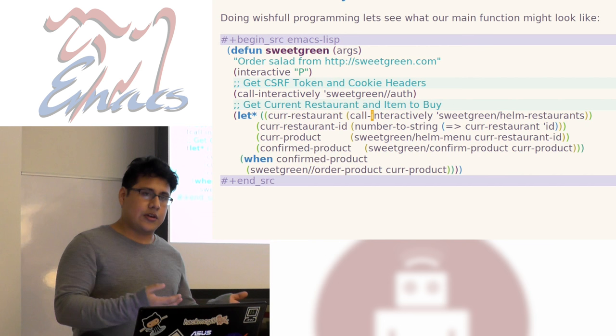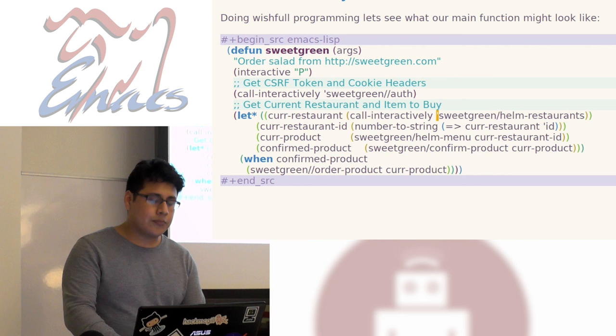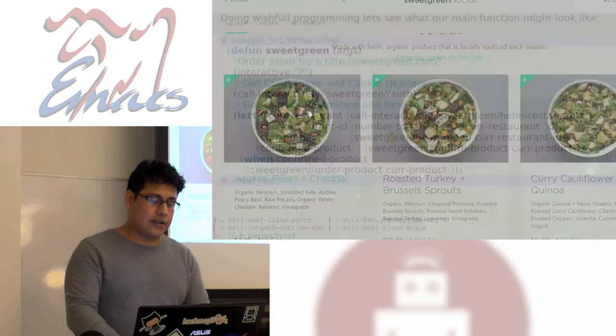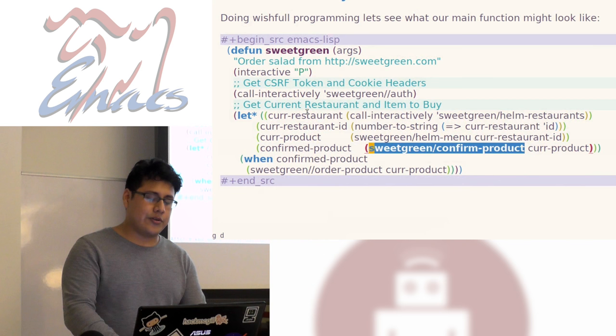So I want to ask for the restaurant interactively. Then I want to convert the restaurant ID to a string because, you know, types stuff. And then I want to get the product you want from the menu, like this. And then I also want to confirm the product. And then I want to make a pun inside the product because puns are fun.